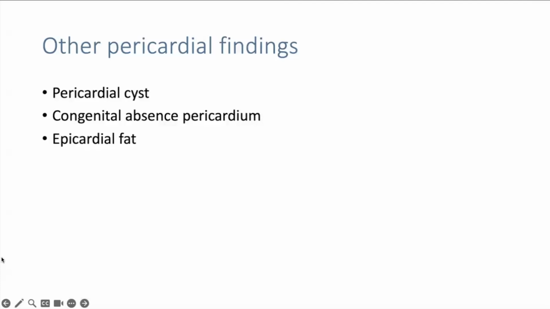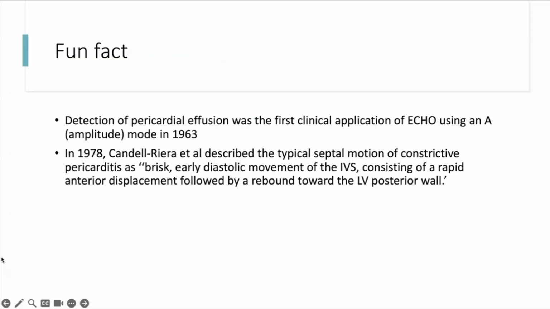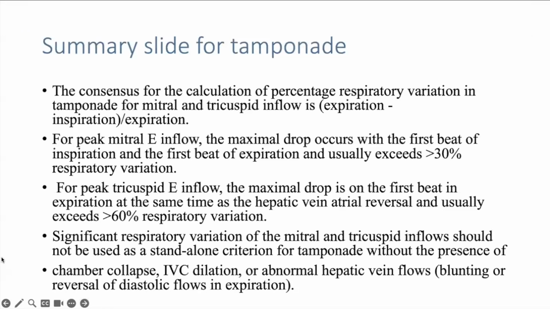There are other echo findings in pericardial disease that you can see, but they're not really specifically pericardial, so I didn't go over them. Maybe in part 2. And then a fun fact: the very first time echo was used clinically was for detection of pericardial effusion, using A mode. I don't think we use this anymore, but it was back in 1963. And the septal bounce was first described by Dr. Kendall Rera in 1978.